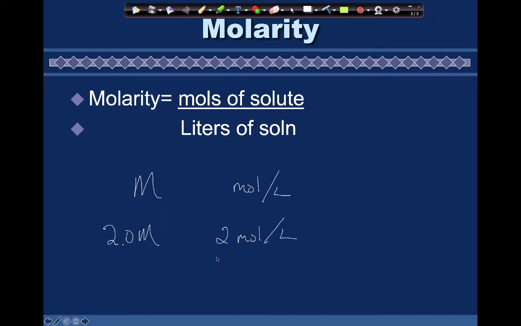A molarity is also a conversion factor between moles of solute and liters of solution. So if my molarity is 2, I have 2 moles for every 1 liter of solution. So we use molarity as a conversion factor to go between moles and liters of a solution.